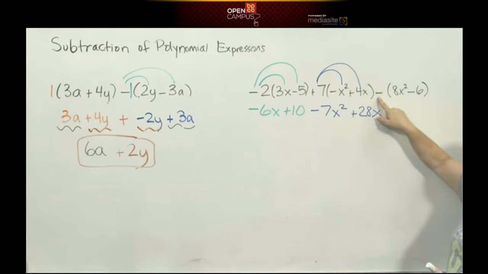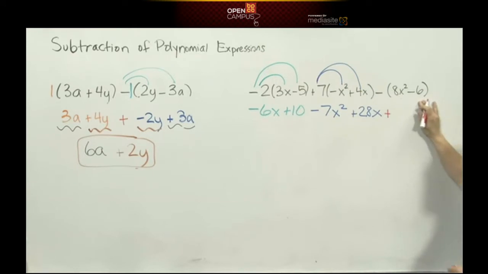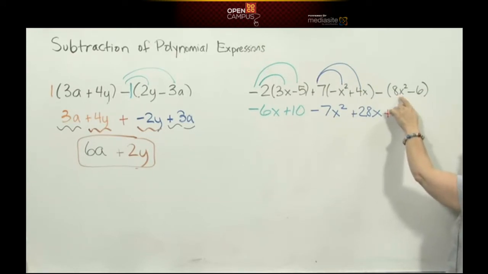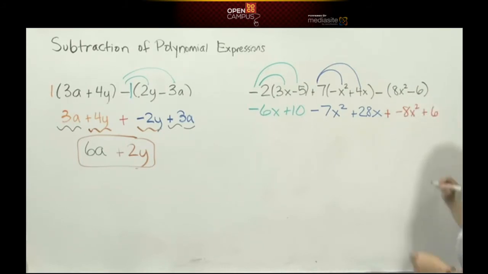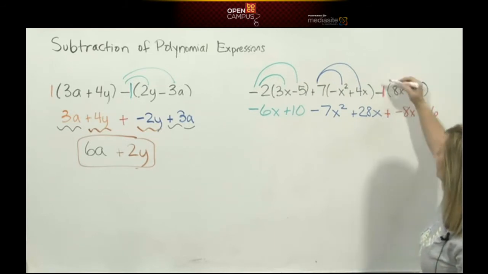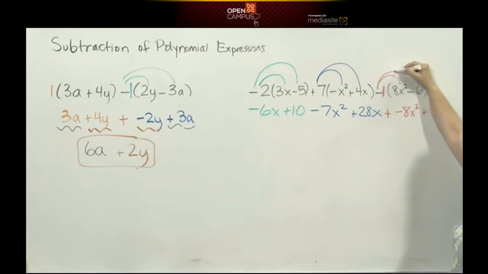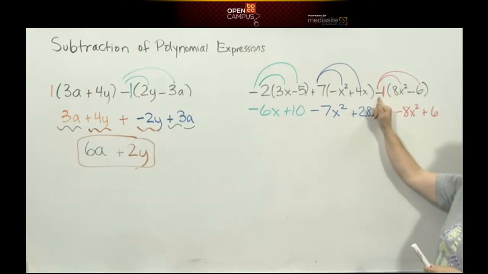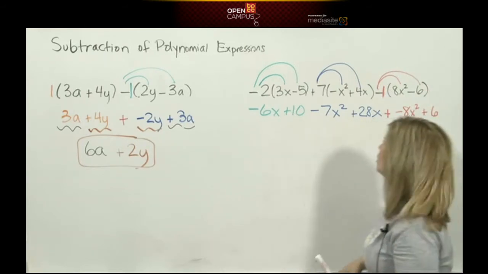Now, you can think of this as, what is the definition of subtraction? Subtraction means to add the opposite. The additive inverse of 8x squared minus 6 would be negative 8x squared plus 6. I made both of these terms the opposite. Or you can think of it as, in front of this parentheses is a negative 1. And negative 1, if I distribute it to 8x squared, would be negative 8x squared. Negative 1, if I distribute it to negative 6, would be positive 6. So either way you think about it, either as subtraction or distributing a negative 1, it makes what's behind the additive inverse. So are we done?